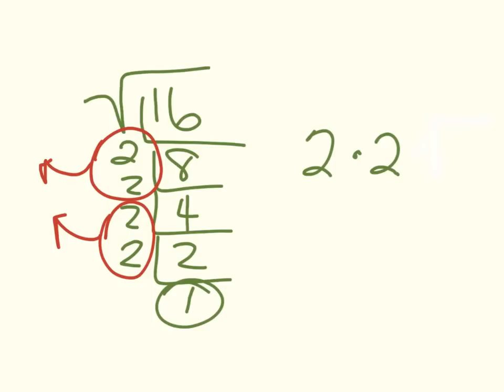Okay, it's a perfect square whenever you have an even number pair of numbers. So then I just multiply them together. So the square root of 16 is 4. Okay, now you try some on your own.